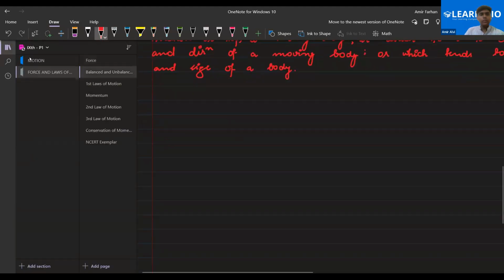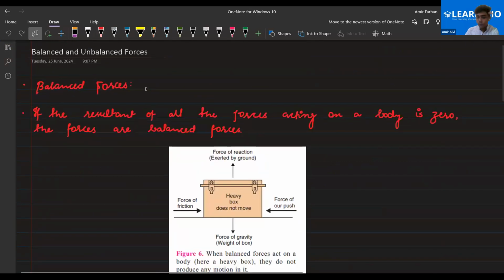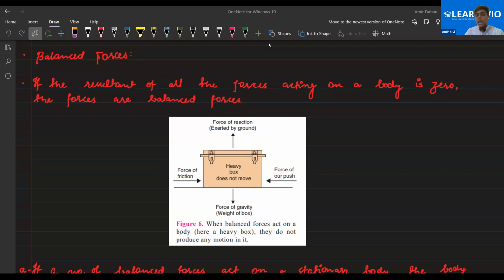Okay, so that's what force is. Now let's talk about the different types of forces in a very broad manner. Force can be classified into two types: balanced forces and unbalanced forces. Let's talk about balanced forces first. Balanced forces are those forces which sum up to zero. It means that if all the forces are added up and the sum or resultant comes out to be zero, that is called a balanced force. Am I clear to all of you?